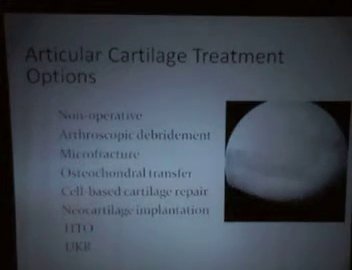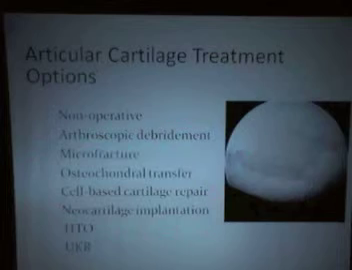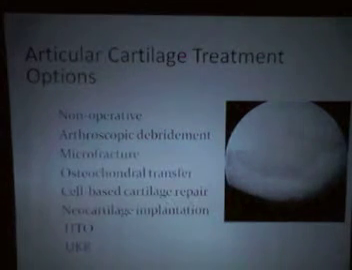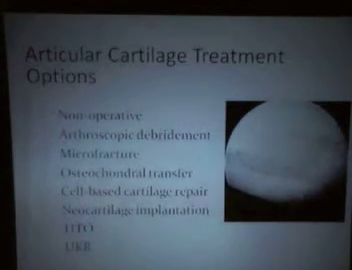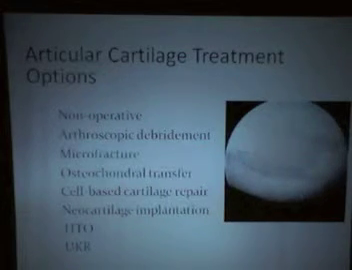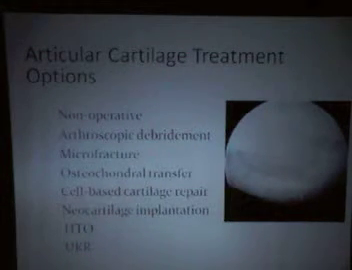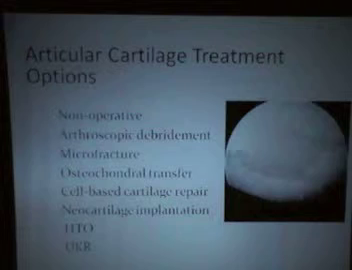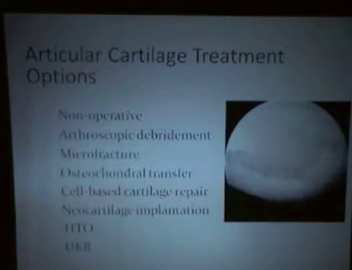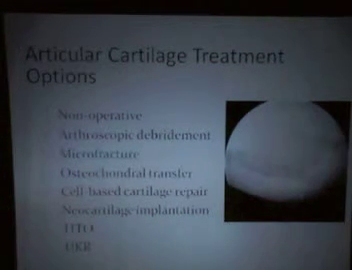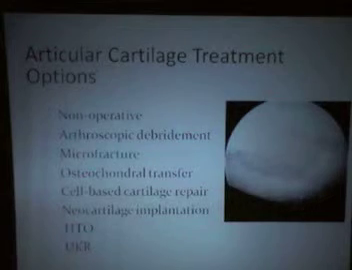High tibial osteotomy and a unicompartmental knee replacement are really going one stage beyond the chondral injury, in the sense that this is an indication when the degree of cartilage damage has progressed and is involving the entire compartment of the knee.